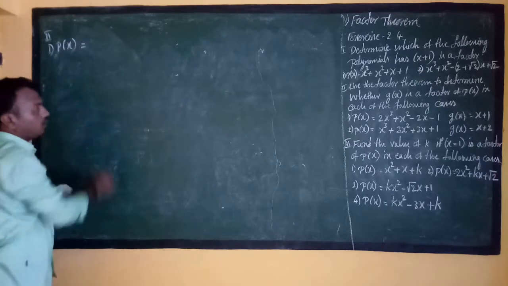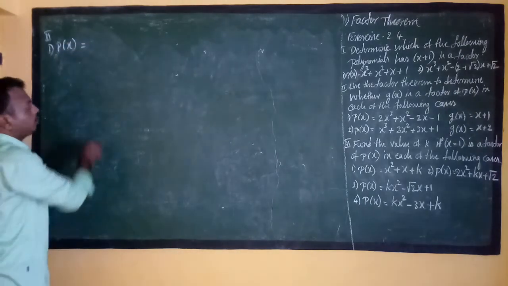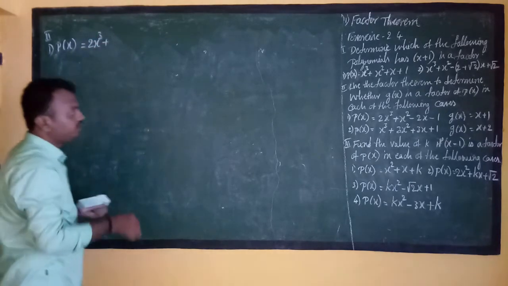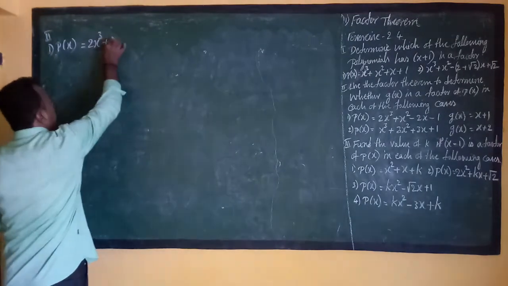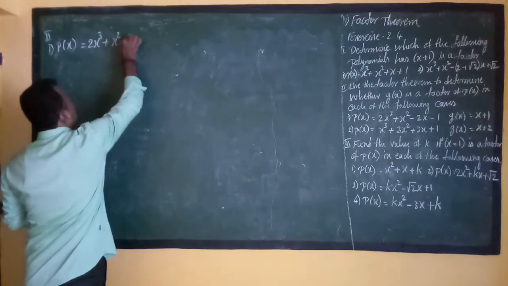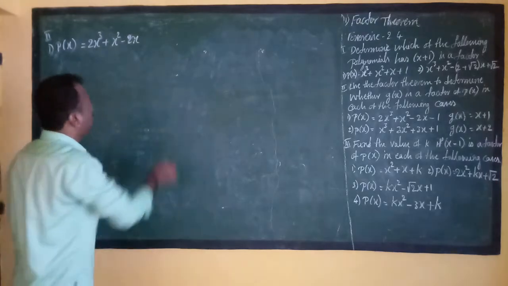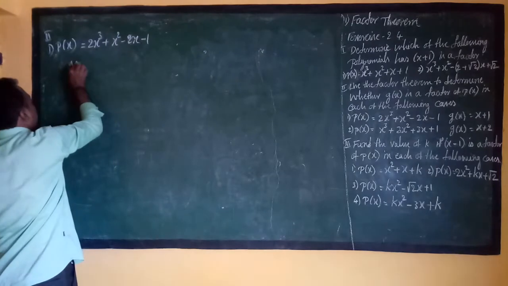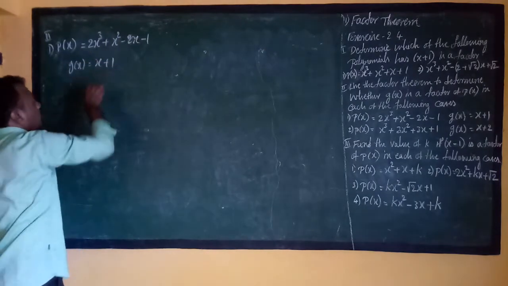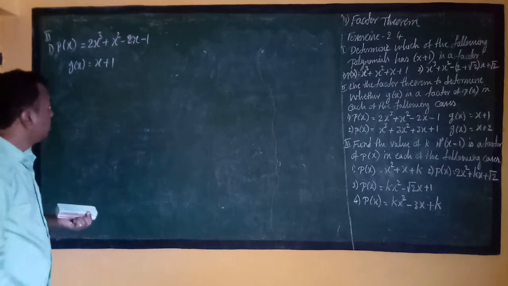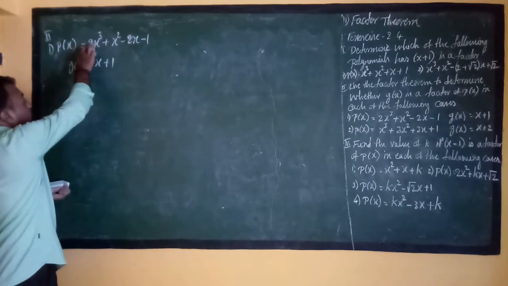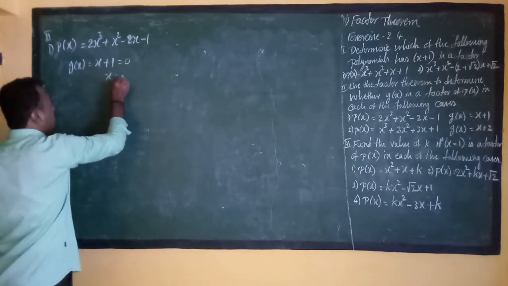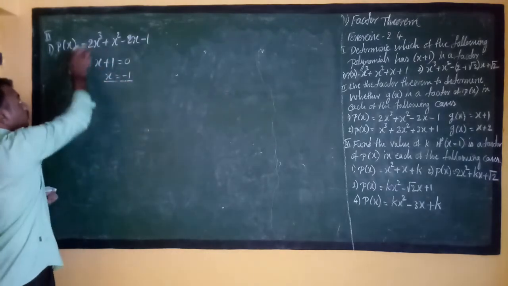P of x is equal to what? 2x cube plus x square minus of 2x, and finally minus 1. So this is p of x, and g of x they are given. G of x is equal to x plus 1. Yes. So is this g of x a factor of p of x? Let us check it. So this value will become 0. That means x is equal to minus 1. This value we have to substitute.